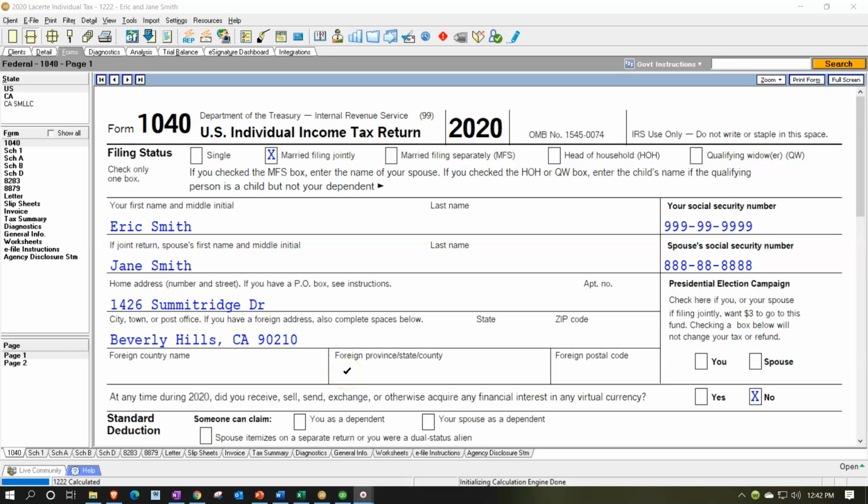Here we are in our Lacerte tax software. You don't need the Lacerte tax software to follow along. However, I do think they have a 30-day free trial. So if you can get access to a promo version or a demo version of it or any other tax software, it could be a good tool to practice with.